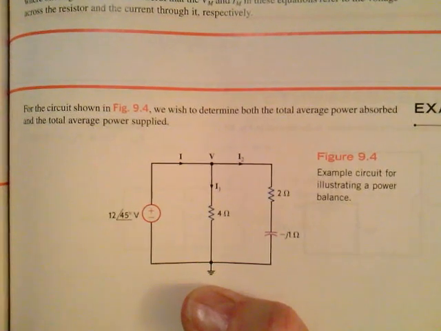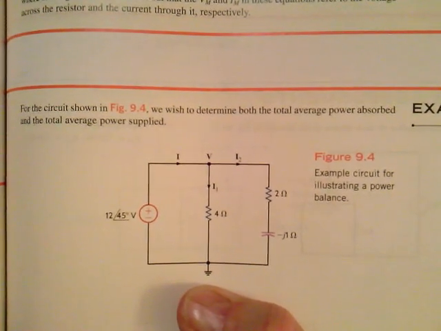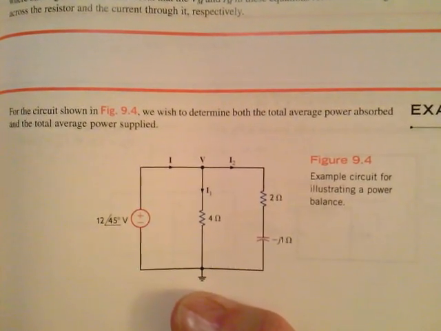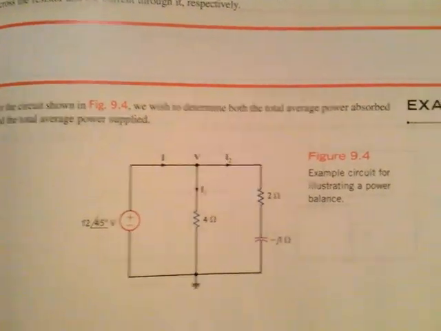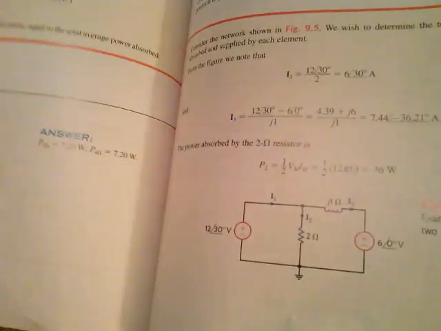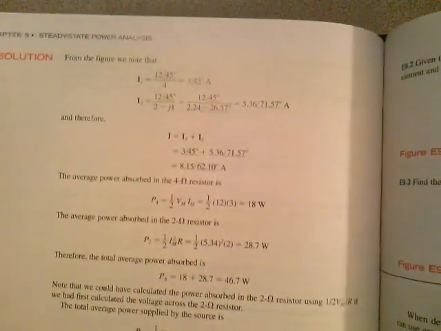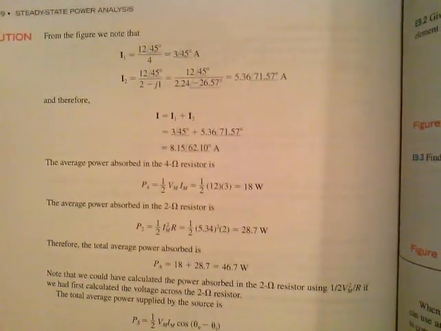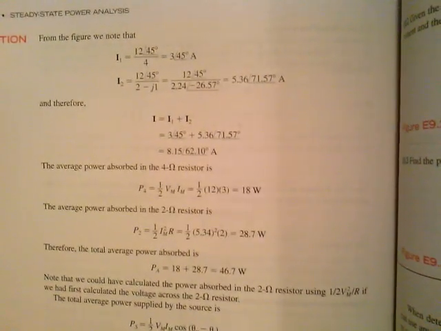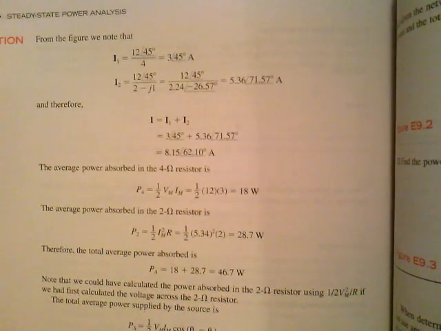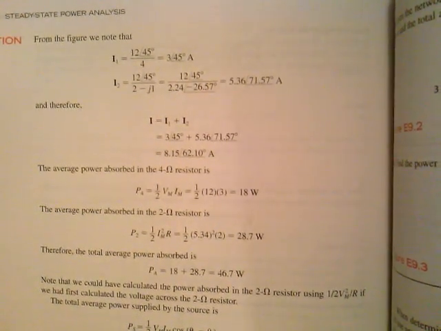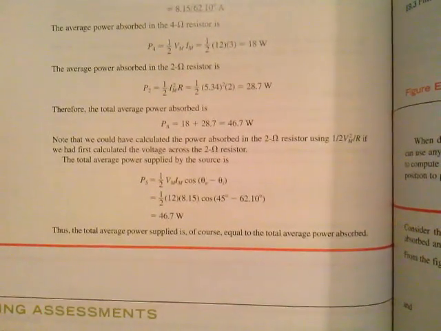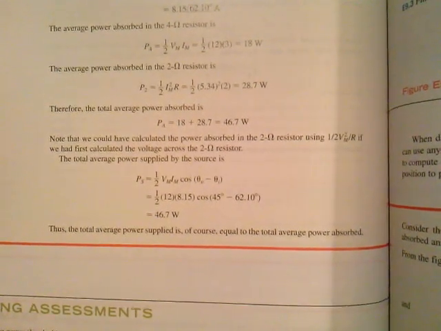In the circuit shown there, we wish to determine both the total average power absorbed and the total average power supplied. True power absorbed and the true power supplied. You just have those equations written down and you go through the solution. And there's how the author comes up with the solution right there. You can go ahead and stop the video and take a look at how they make that calculation. They ended up with the total average power absorbed, or the true power absorbed, of 46.7 watts. And the average power supplied, it better be 46.7 watts also. And it is.